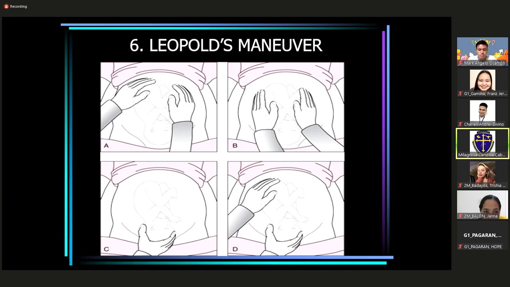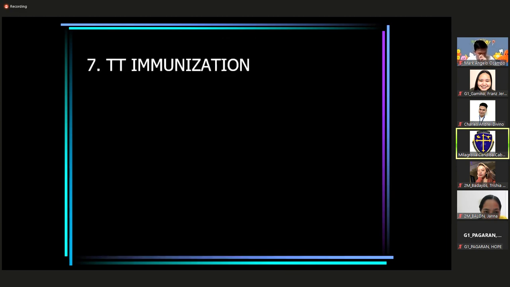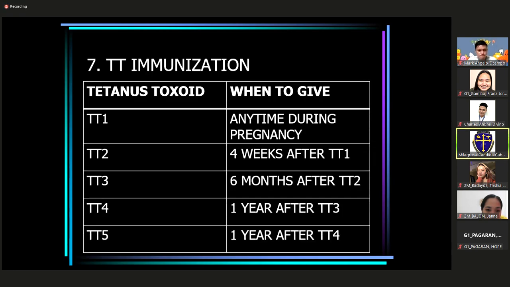Okay, let's go now to this one. TT immunization. All right. The first TT shot will be given when? Anytime during pregnancy, ma'am. All right, very good. So, anytime during pregnancy. TT2, 4 weeks after your TT1. And your TT3, 6 months after TT2. And TT4, 1 year after TT3. And TT5 is 1 year also after TT4.